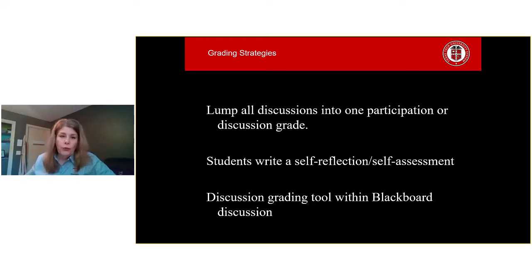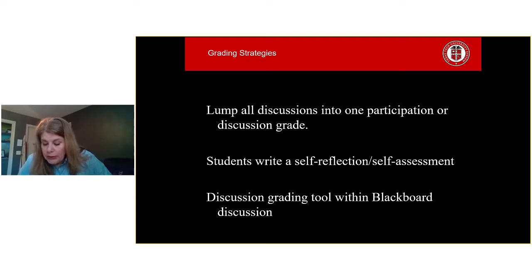And what about a few grading strategies? You could lump all of the discussions into one participation or discussion grade. You could also have students write a self-reflection of their participation at the end of the course and allow them to assess their own score. They actually know how much effort they put into the discussion, and they're often honest about this.